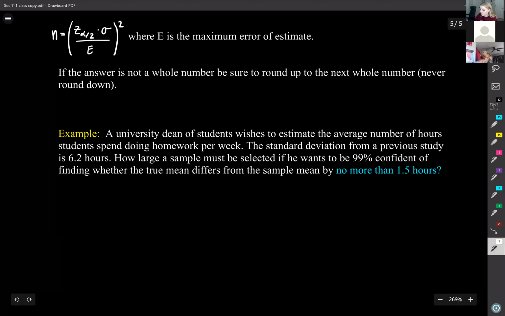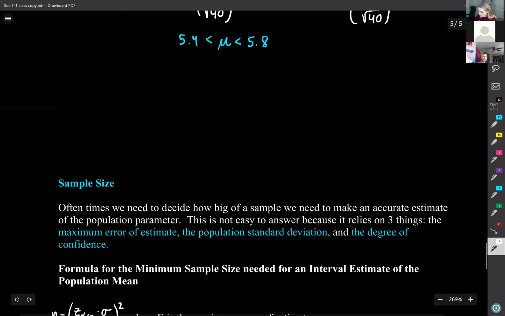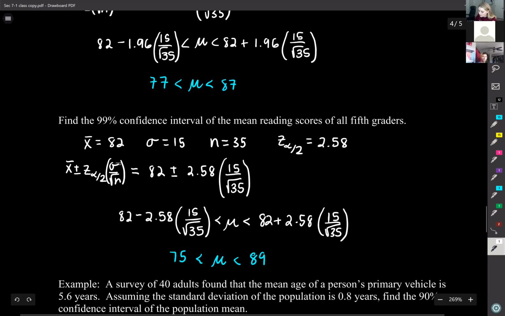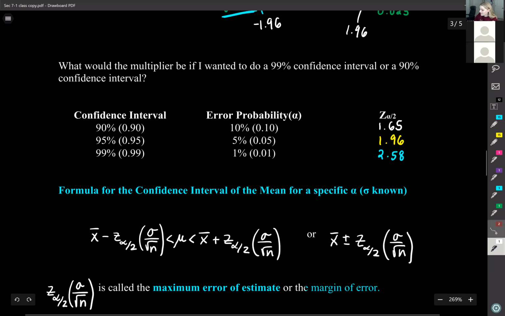Okay, so let's identify what's what in my problem. First of all, I've been given the standard deviation, which is sigma, and that's 6.2. And the maximum error of estimate, where E is 1.5, so I want to make sure that this doesn't differ by more than 1.5 hours. And then lastly, to figure out the sample size, I need Z sub alpha over 2, which I think is in this thing. Okay, here we go. This is our Z sub alpha over 2.